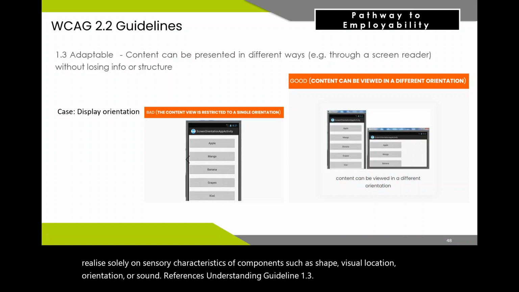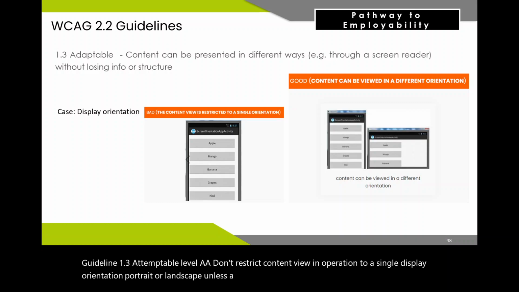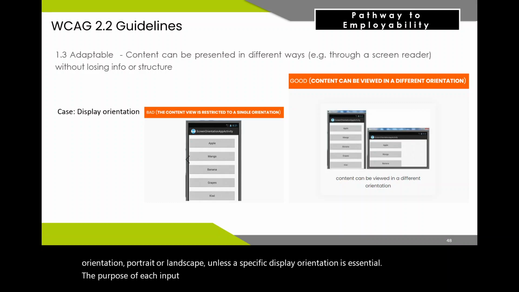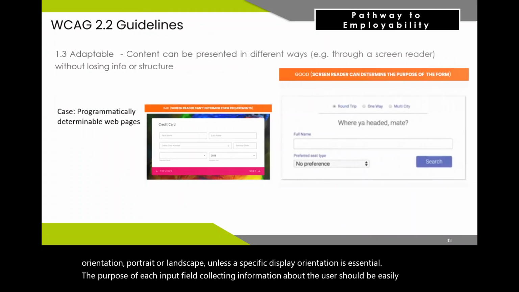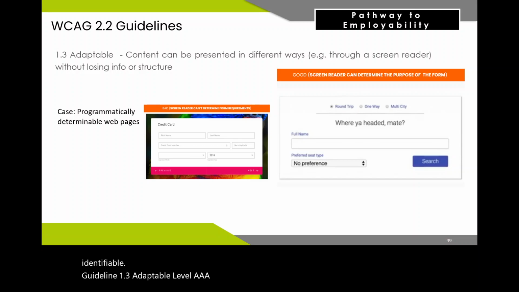Guideline 1.3 Adaptable, Level AA. Don't restrict content view and operation to a single display orientation, portrait or landscape, unless a specific display orientation is essential. The purpose of each input field collecting information about the user should be easily identifiable. Guideline 1.3 Adaptable, Level AAA. Ensure the purpose of user interface components, icons, and regions can be programmatically determined.